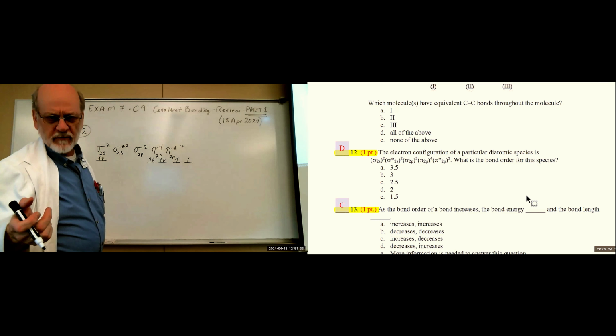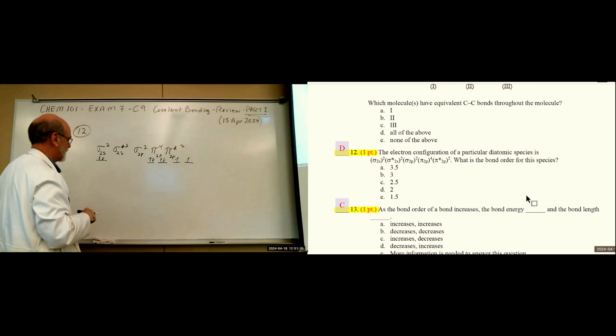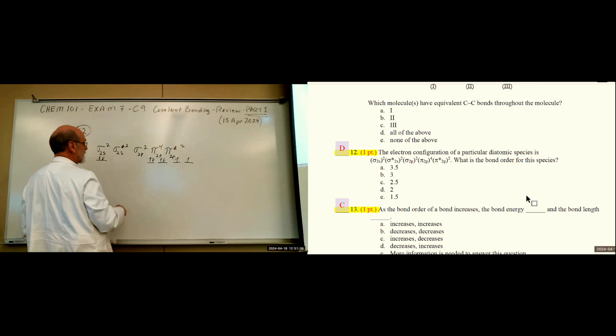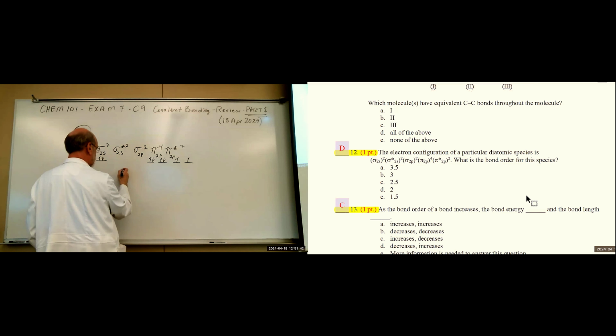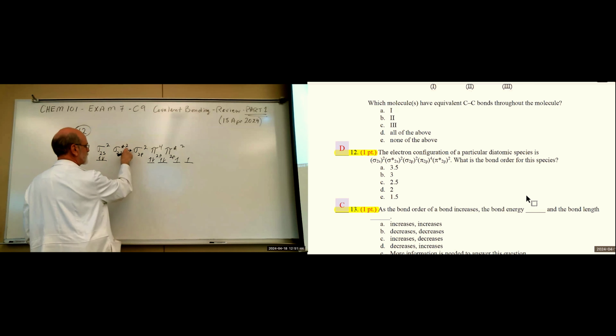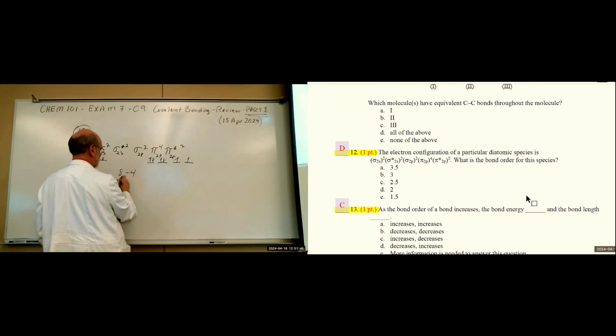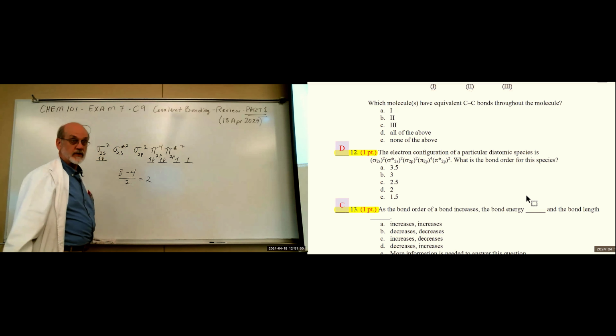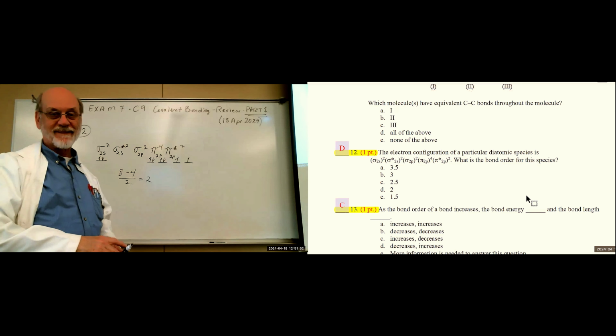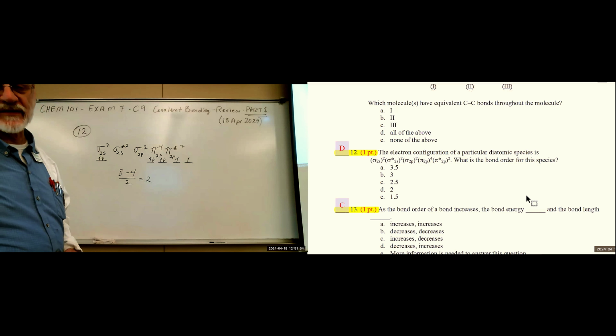So now what are they looking for? What's the bond order? Bond order is bonding 2, 4, 8 minus 2, 4, divided by 2, and that would be 2. Bond order would be 2. That's why the answer is D.